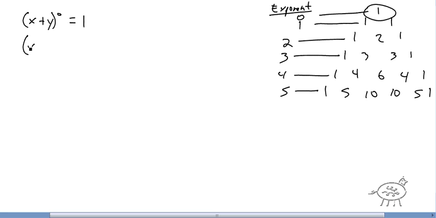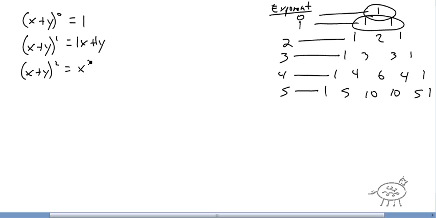Let's do x plus y to the first power. Well, isn't that x plus y? Isn't the coefficient 1 and 1? There you go, 1 and 1. If I do x plus y to the second power, I get x squared plus xy plus xy, or plus 2xy plus y squared. Aren't the coefficients 1, 2, and 1?